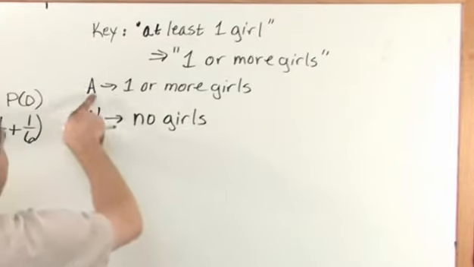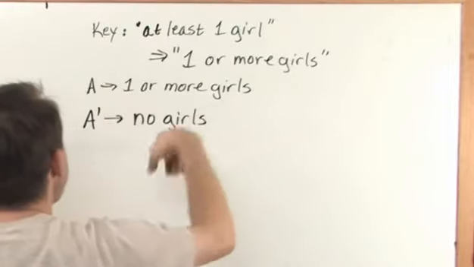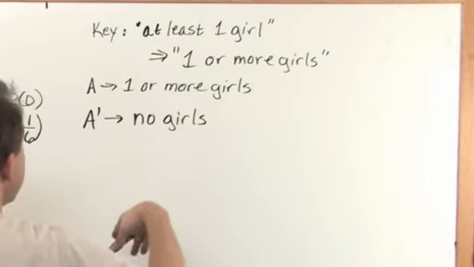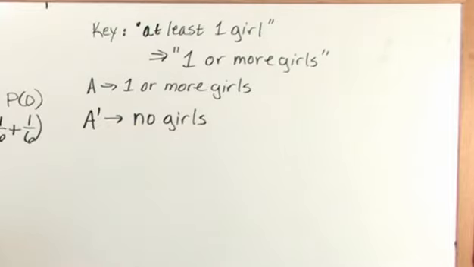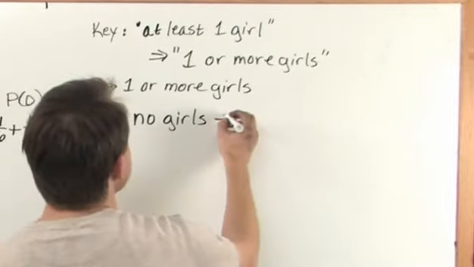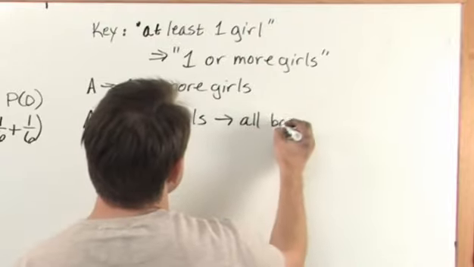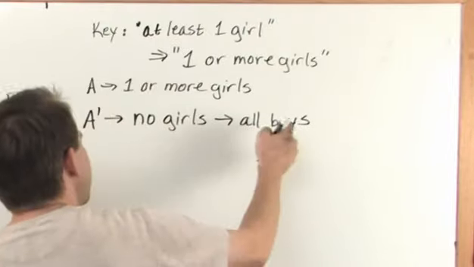If the event A is having one or more girls, then the complement of A, which is the opposite of A, is having no girls at all. One or more girls means I have some girls among my kids, but A complement, which is sort of the opposite, means I have no girls at all, which means that I have all boys.